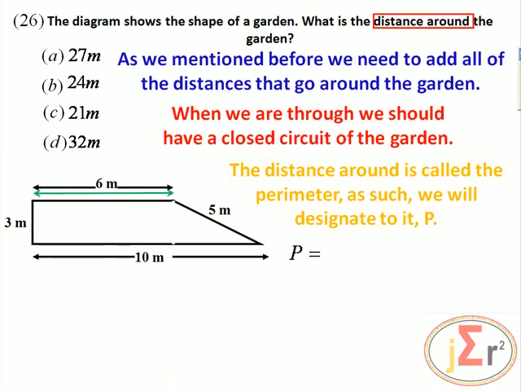So let us go around the garden. First we have 6 meters. Then what do we have? 5 meters. Then 10 meters. And finally 3 meters. And Jerry is also supplying the answer. He's saying that it is 24 meters. And he is correct. And that is represented by what option, Jerry? B. That is represented by option B.